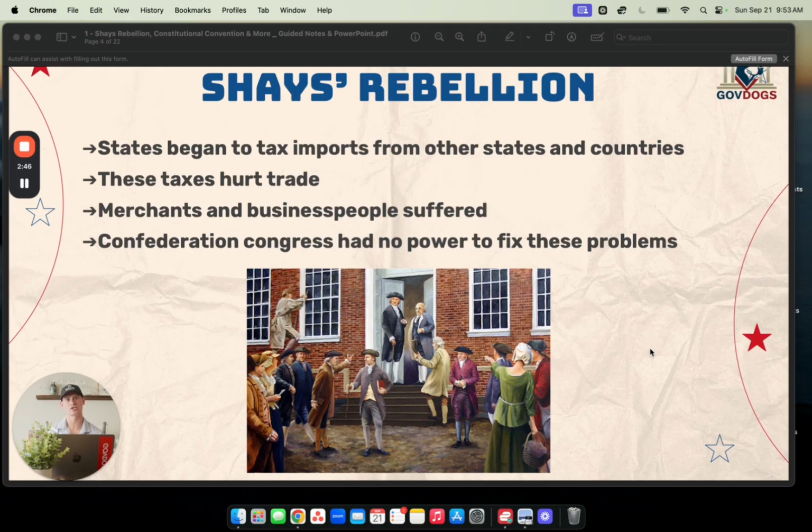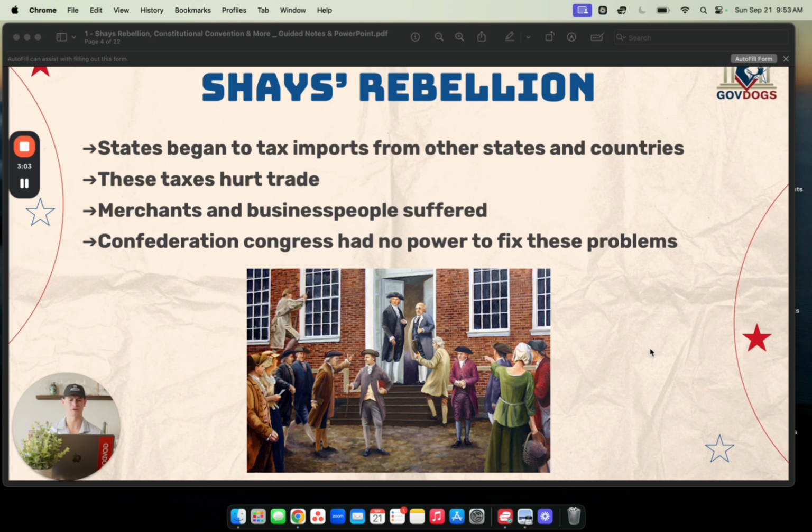But again, another set of taxes is going to decrease the amount of money that all of these business people are making and hurt trade, right? Because if you're getting taxed heavily on your goods, chances are you're not going to send as much, or maybe you won't send anything because of the increase in the taxes.